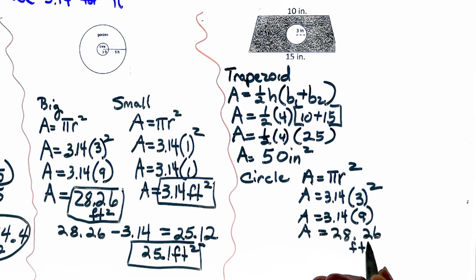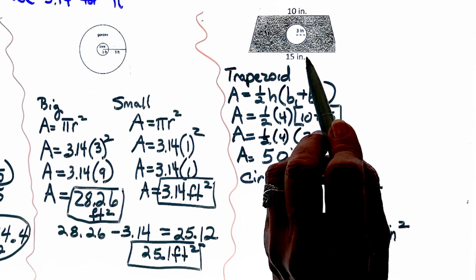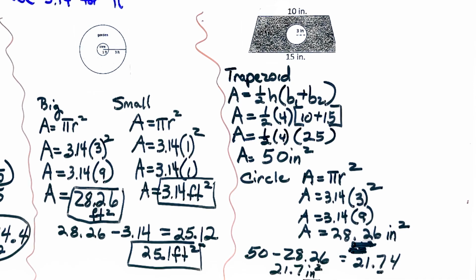28.26 inches squared. I almost said feet, but it's not feet. I'm so happy I caught that. It's inches squared. Always double checking, looking back at the picture. So 50 minus 28 and 26 hundredths is going to be 21 and 74 hundredths. But remember, we're rounding it to the nearest tenth, so that would be 21.7, and that is inches squared.